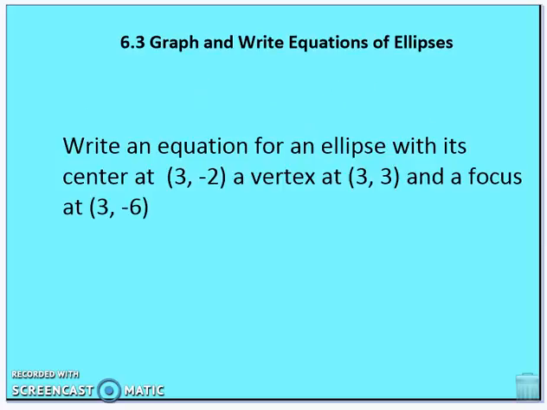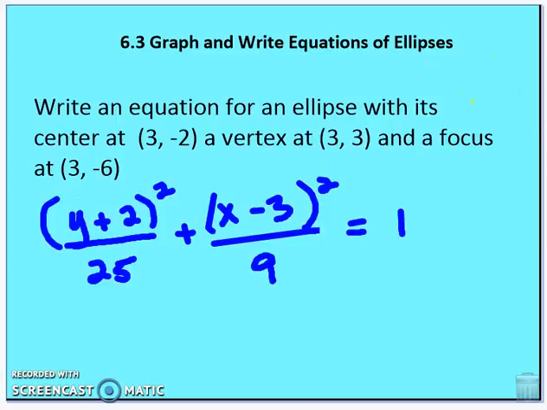All right. So write an equation for ellipse with its center at 3, negative 2, a vertex at 3, 3, and a focus at 3, negative 6. I'm going to let you take a moment while you do this. We're going to have to wrap up shortly. This is the answer you should get.